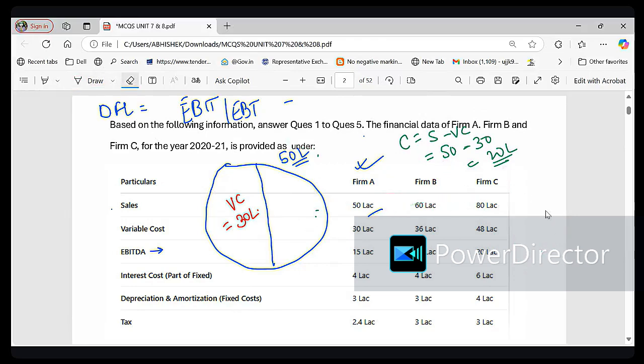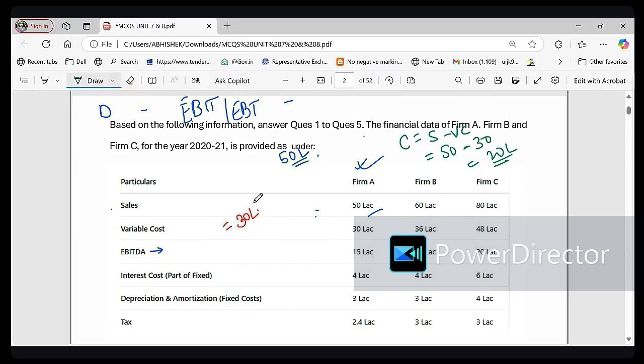Just wait a minute. Now you can see EBITDA, earning before interest, tax, and depreciation of the company, is how much? 15 lakh. What is the earning before interest, tax, and depreciation of firm A? It is 15 lakh, as you can see. And what is the depreciation? First of all, let me again draw it.